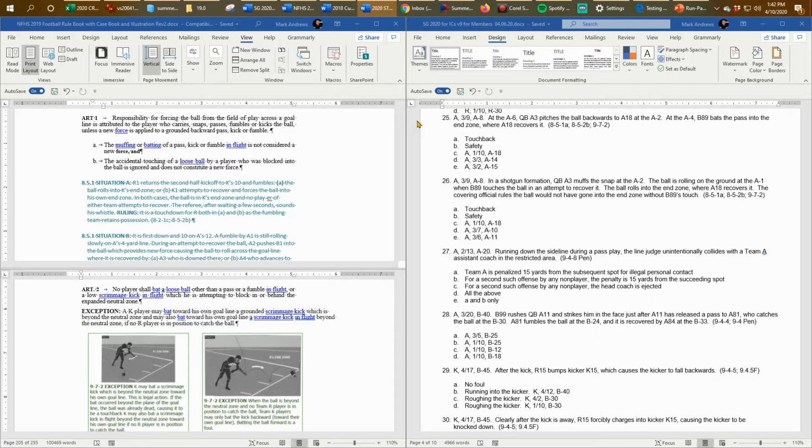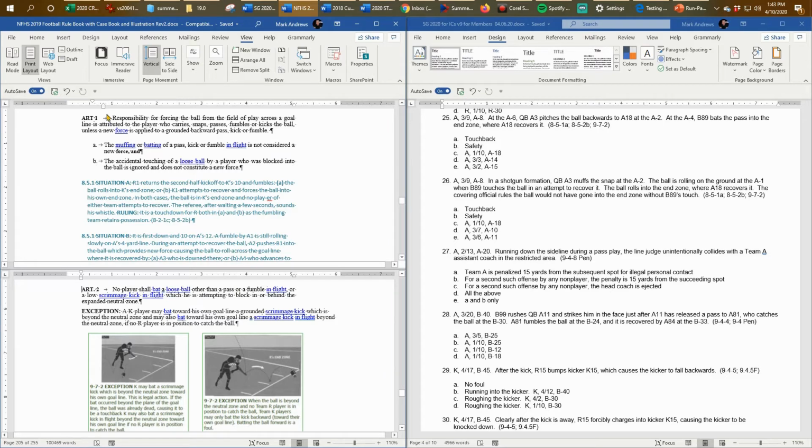But in this case, here's the rule against batting down here. No player shall bat a loose ball other than a pass or fumble in flight. So the prohibition against batting does not apply here. So now what are we dealing with? We're dealing with a ball in the end zone recovered by A. Okay. Who put that ball in the end zone?